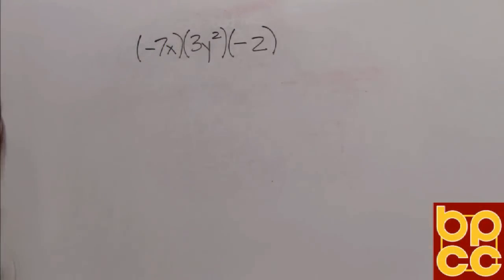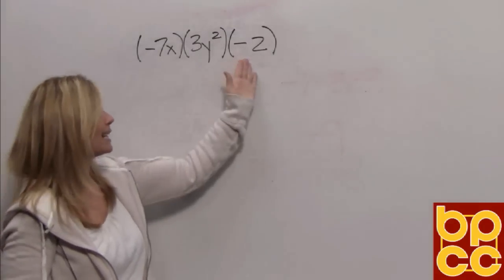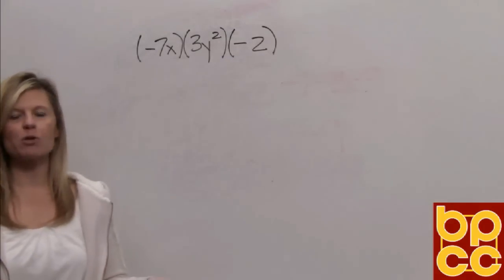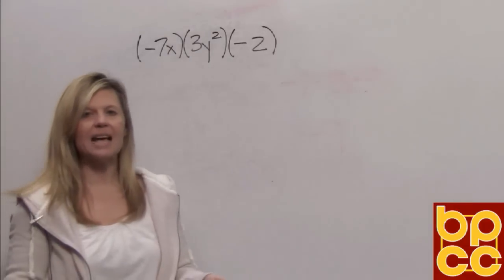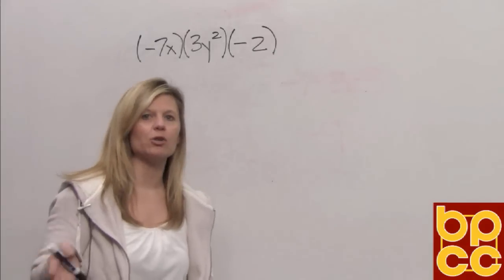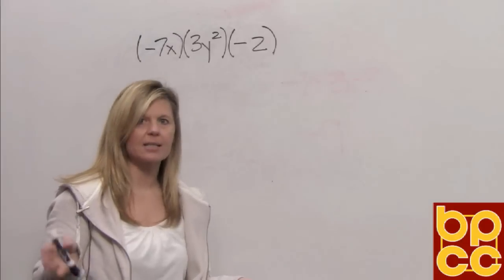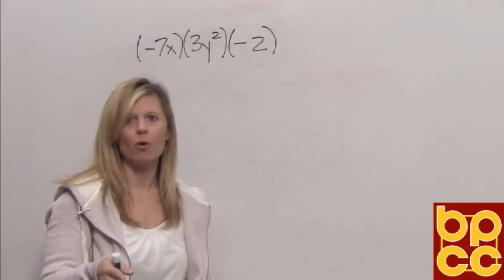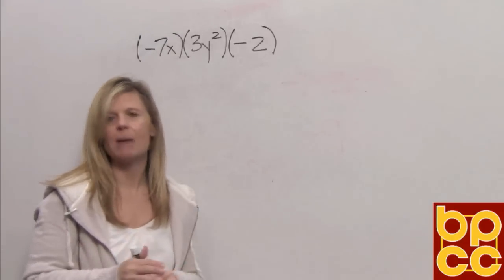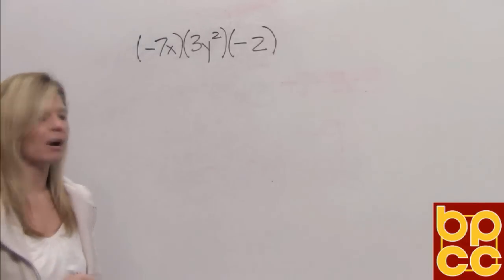So I have 3 monomials up here. Negative 7x, 3y squared, negative z. I'm supposed to multiply those together. This is exactly like you would do in 3rd grade if I asked you to multiply 2 times 3 times 4. 2 times 3 is 6. 6 times 4 is 24. We're going to process this the same way. We're going to multiply the coefficients first, and then we'll worry about the variables.